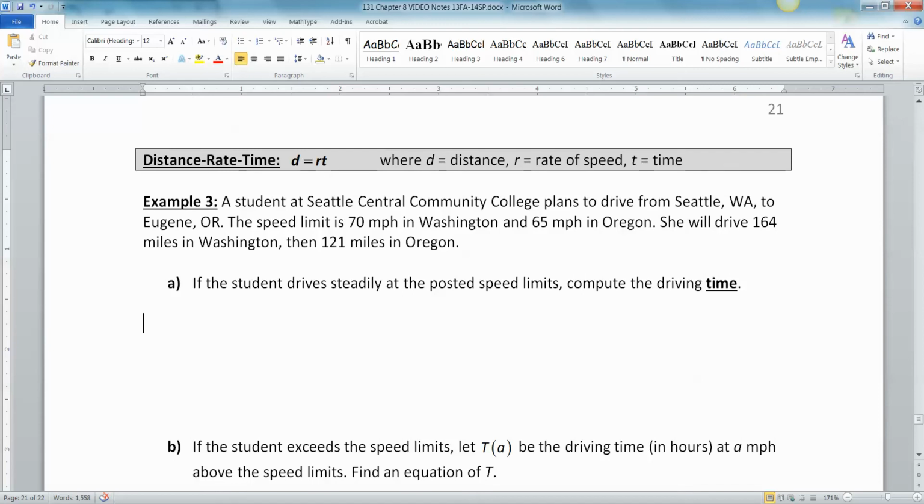I mean, you can imagine it with cars pretty easily, but it works for all sorts of things, projectiles and various other things. All right, so we have a student at Seattle Central Community College plans to drive from Seattle, Washington to Eugene, Oregon. The speed limit is 70 miles per hour in Washington and 65 miles per hour in Oregon. She will drive 164 miles in Washington and then 121 miles in Oregon. Now, if the student drives steadily at the posted speed limits, compute the driving time. So time is what we're interested in this problem, not distance.